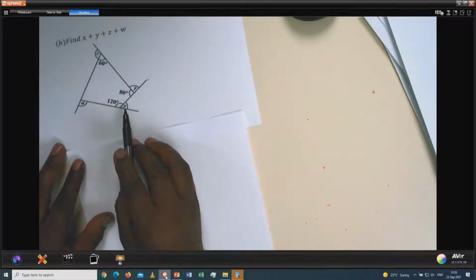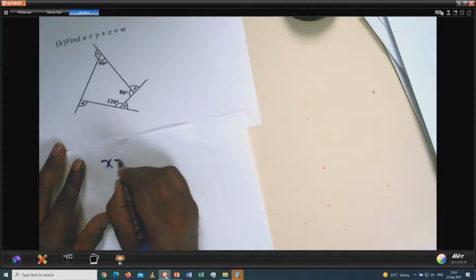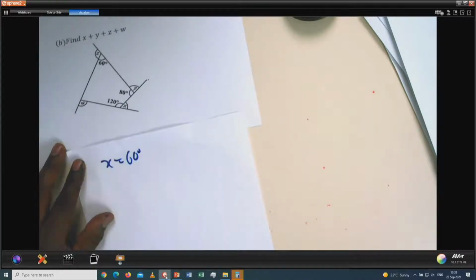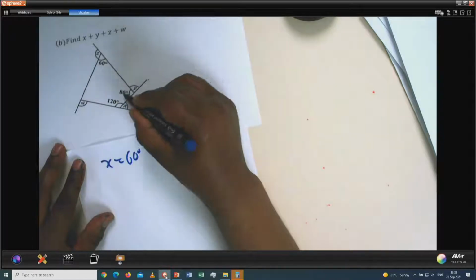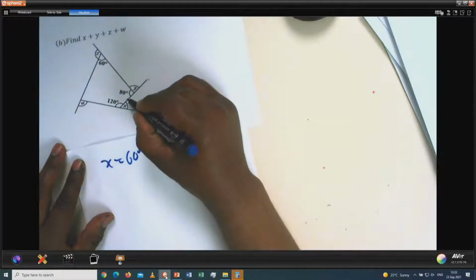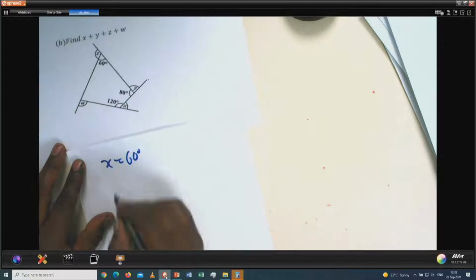120 plus x on a straight line, for them to make 180, what is your x? x is 60 degrees. y and 180 on a straight line. For them to give you 180, what is the value of y? 100 degrees.